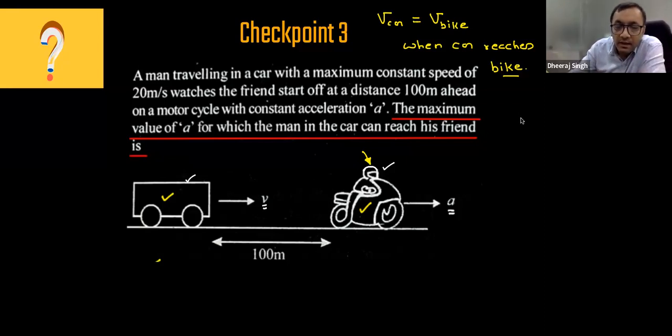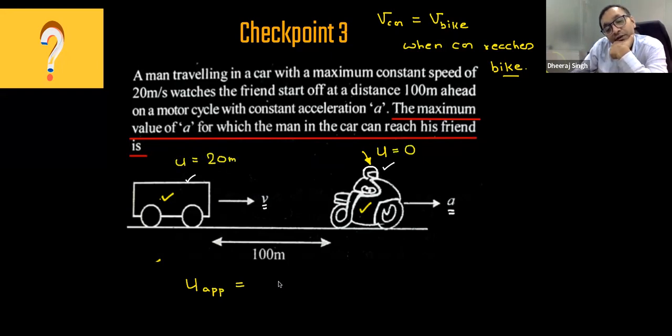Okay, so tell me a few things here, everyone. It is approaching or not? We are talking about an approach here. Car is approaching the bike, right? So initial velocity of approach is what? The bike is at rest, initial velocity is zero, and this is going with constant velocity of 20 meter per second. So everyone understand the initial velocity of approach is 20 meter per second, right?